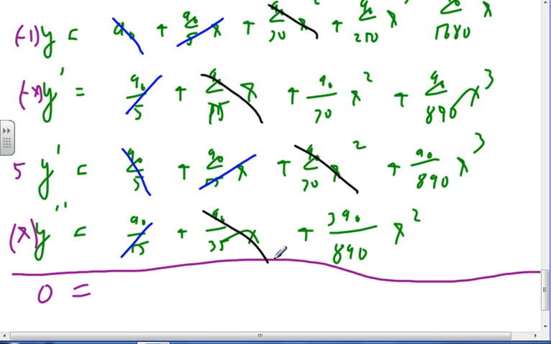Minus 1/2 minus 1/70 plus 5/840 plus 3/840. That is not equal to 0. Okay.